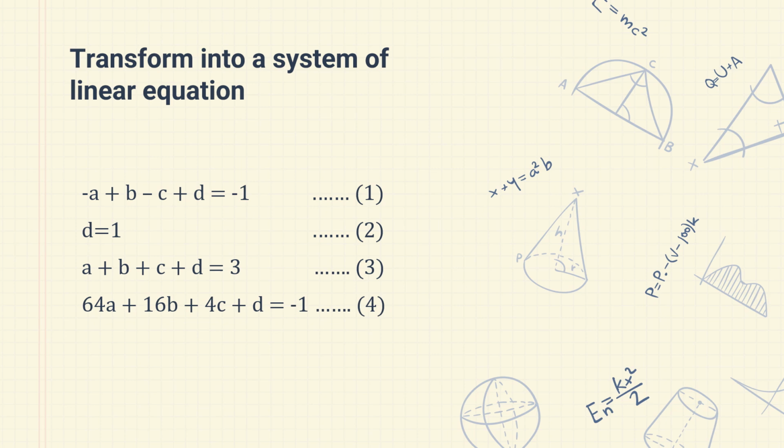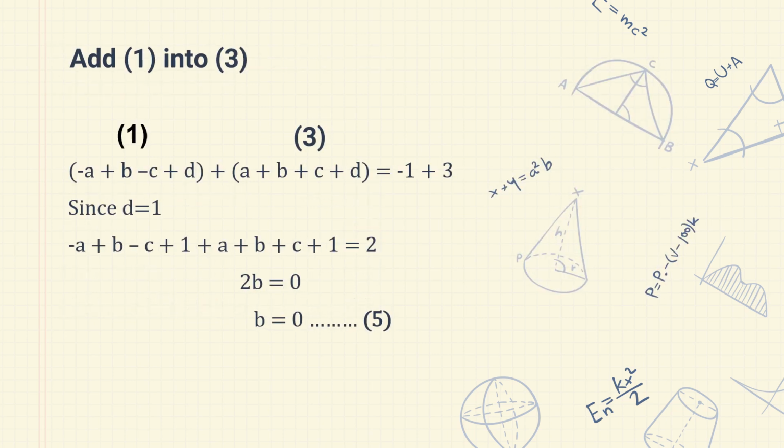We will use elimination and substitution to get our answers for a, b, c, and d. The first step is to add the first equation with the third. Since we know that d equals 1 from the second equation, we can substitute the value of 1 into d, and after we add these two equations together, we will get b equals 0, and that becomes our fifth equation.